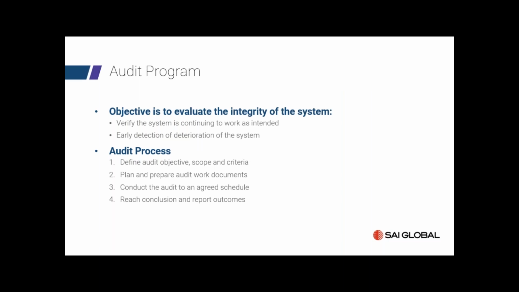From an audit program's point of view, the best way to ensure that your business is ready for an external audit is to conduct an internal audit. So the objective of an internal audit is to verify the system is continuing to work as it is intended, and it helps you detect any deterioration that might be occurring within the system. The audit process should be to define the audit objective, scope and criteria, plan to prepare audit work documents, conduct the audit to an agreed schedule, and reach conclusions and report the outcomes.